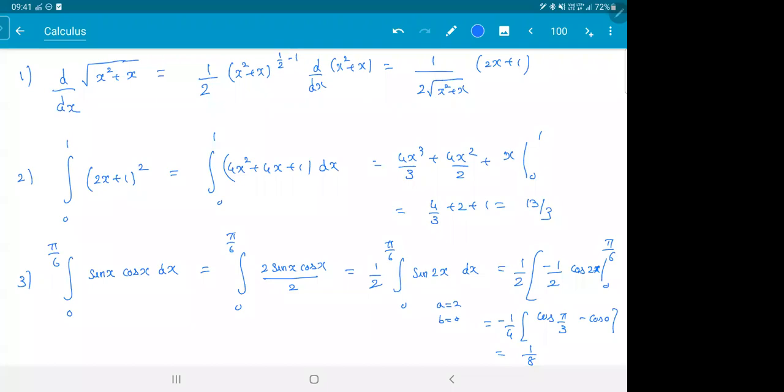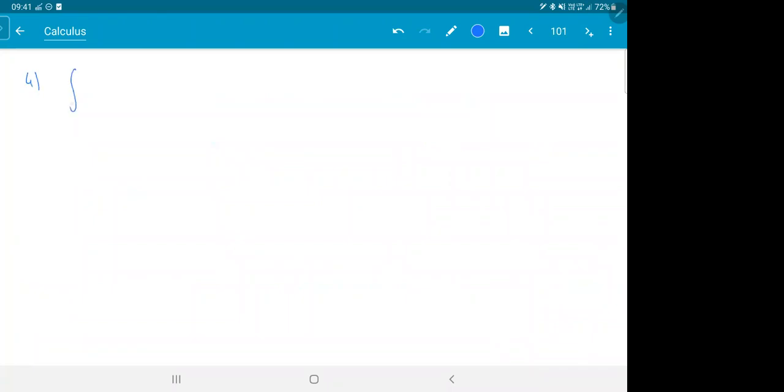Yeah, next one. Can I turn the page? How will you do this guy? Cos squared x. Don't say you'll use the x power n formula. That is cos squared x, it is not x power n. How will you do this thing? There is nothing like chain rule. You can't say integral of some function into something, but there's nothing like that. There is no rule called chain rule in integration.